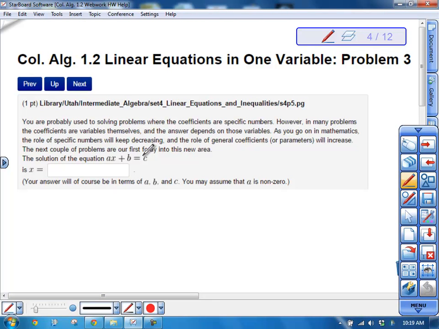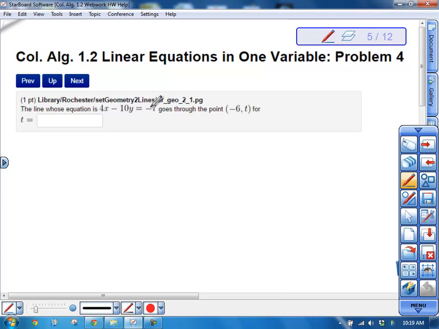All right, next question says that we're going to do more math with variables instead of numbers. So it wants us to solve this equation for x. So to do that, we're going to subtract b from both sides. We get ax equals c minus b. And then we're going to divide both sides by a. Don't forget to divide everything through by a. So we could enter this in, I guess, as c minus b in parentheses all over a. That'd be the best way to enter it in, right here.